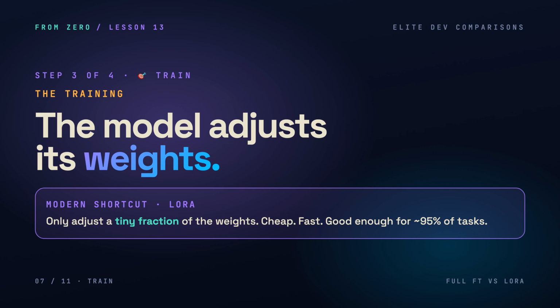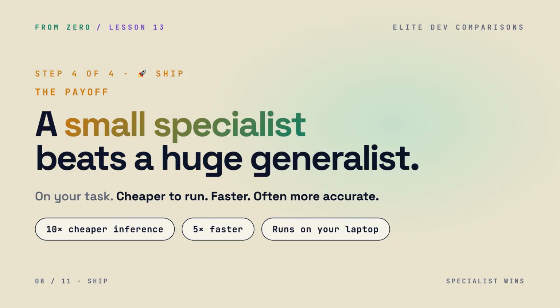Step 3, training the model. Adjust its weights to match your examples. Modern LoRA only adjusts a tiny fraction of the weights. Cheap, fast, good enough. Step 4, ship. You now have a small specialized model that outperforms a huge general model on your task, cheaper to run, faster.